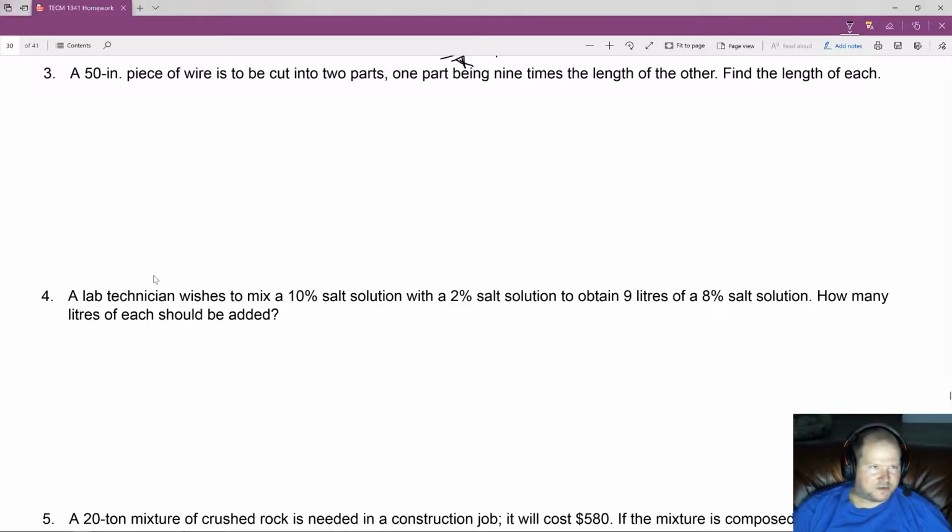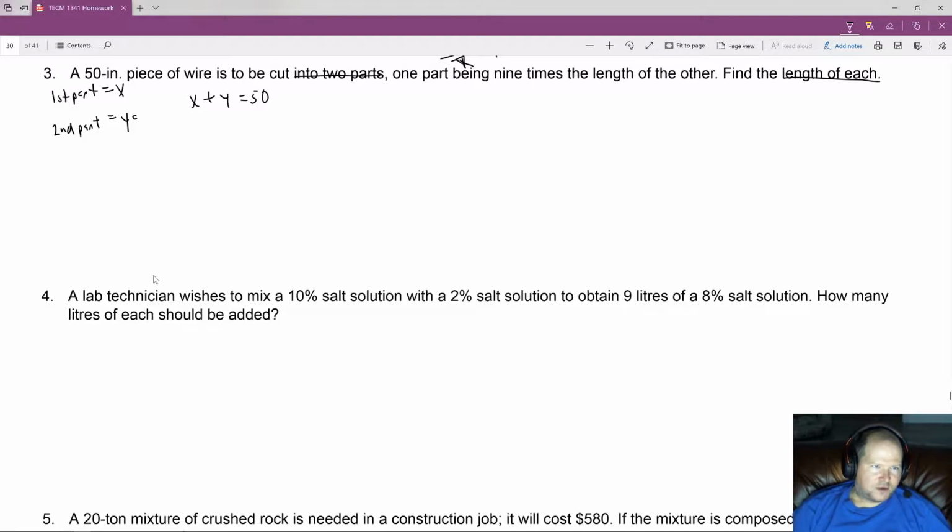Okay, so we don't have a general equation for this, so we need to write down some variables here. We want to find the length of each of what? Well, we're going to cut the wire into two parts. One is going to be the short one, doesn't really matter. So I'll just put first part, we'll make that X, and the second part, we'll say that one's going to be Y. And we know that if we add X plus Y, we have to get back the original 50 inches of wire.